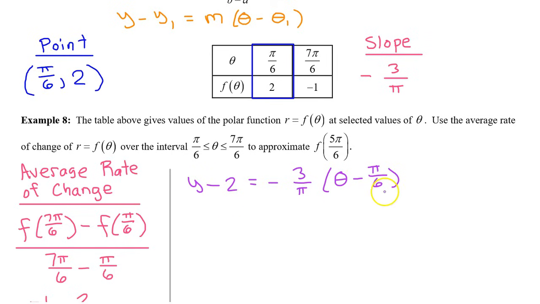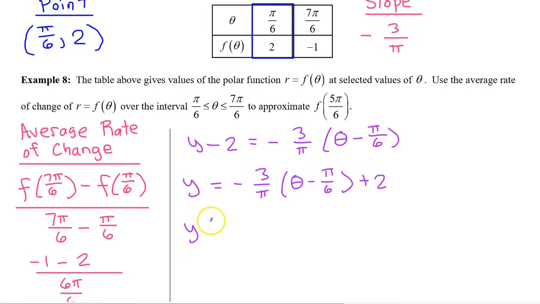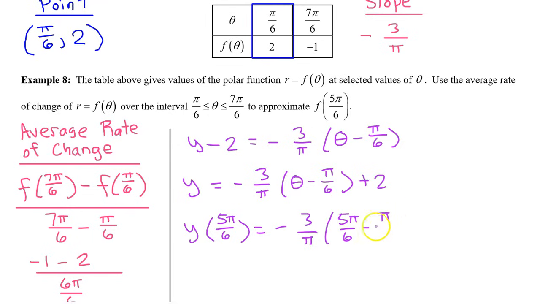In order to use this linear equation to approximate f at 5 pi over 6, let's get y by itself by adding 2 to both sides. So we have y is equal to negative 3 over pi times theta minus pi over 6 plus 2. To approximate f at 5 pi over 6, we simply need to evaluate y at 5 pi over 6. So we are going to substitute 5 pi over 6 in for theta right here. So we have negative 3 over pi times 5 pi over 6 minus pi over 6, and then plus 2.